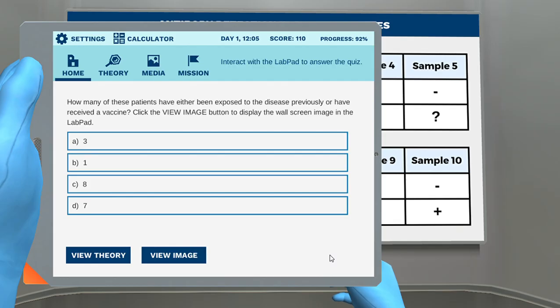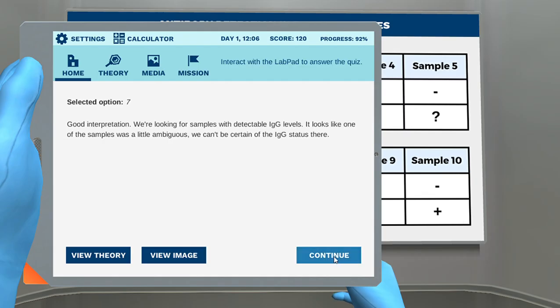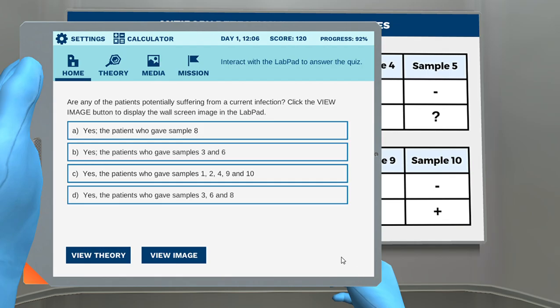Click the View Image button to display the wall screen image in the lab pad. Option A, 3. Option B, 1. Option C, 8. Option D, 7. Good interpretation. We're looking for samples with detectable IgG levels. Are any of the patients potentially suffering from a current infection?